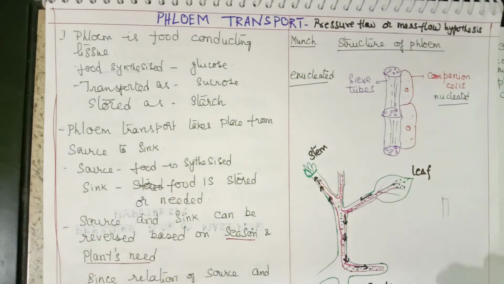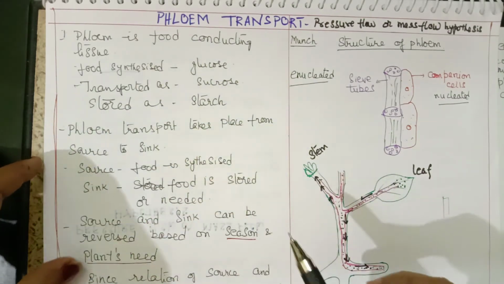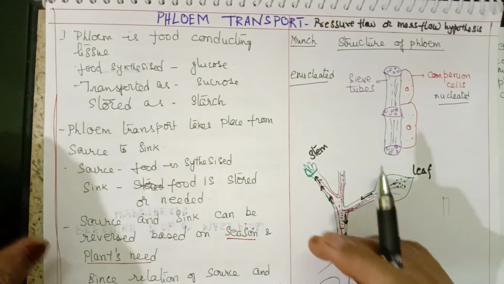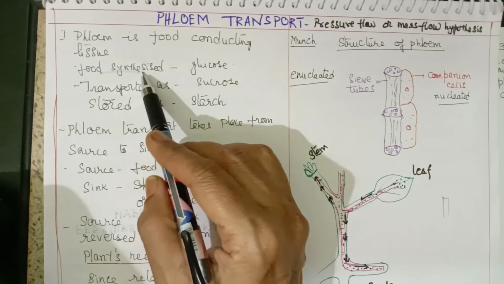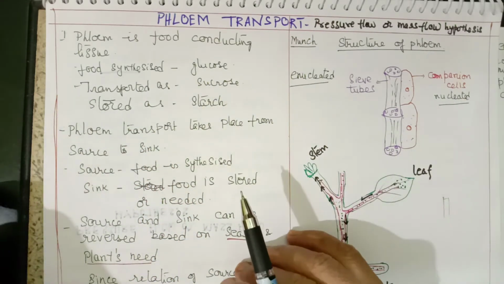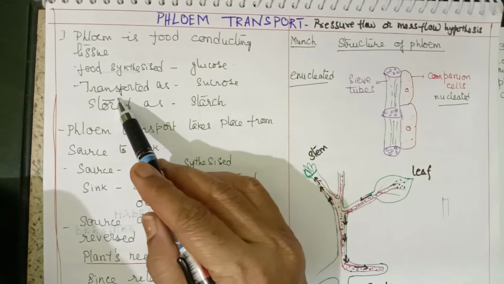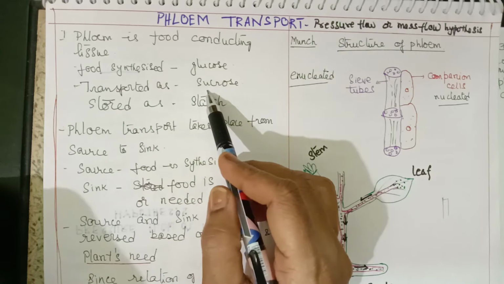Now coming to the function, what is phloem? Phloem is a food conducting tissue. As all of you know, phloem helps in conduction of food material. Now how is food synthesized? By the process of photosynthesis, food is synthesized in the form of glucose. And it is converted into sucrose. That is, it is transported as sucrose.